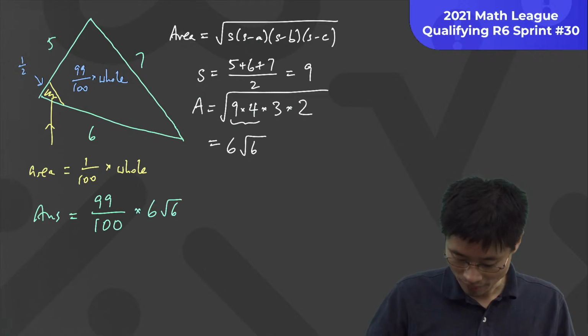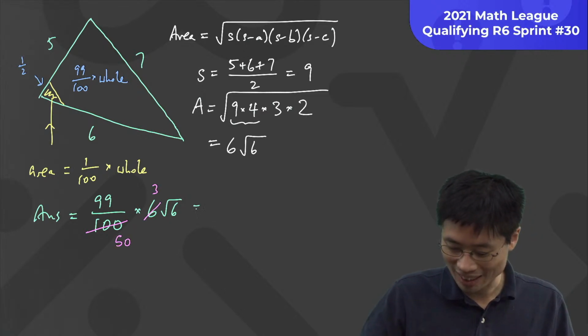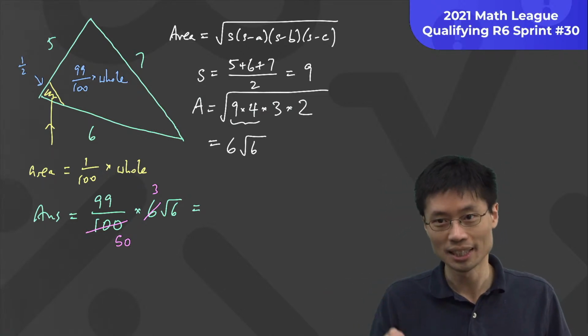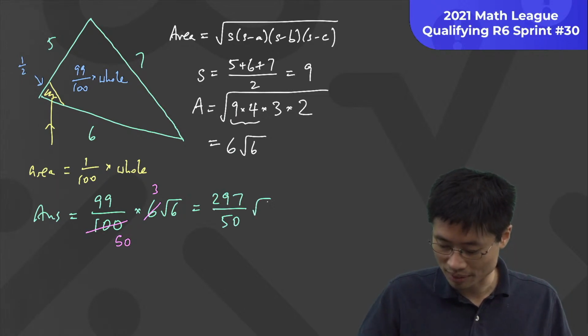Cancel time. If I start canceling, divide the 2, that's 50, and that's 3. Whoa, I need to know 99 times 3. Thankfully, that's easy. That's 100 times 3, 300. Just kidding, minus 3. 297 over 50 and square root of 6.